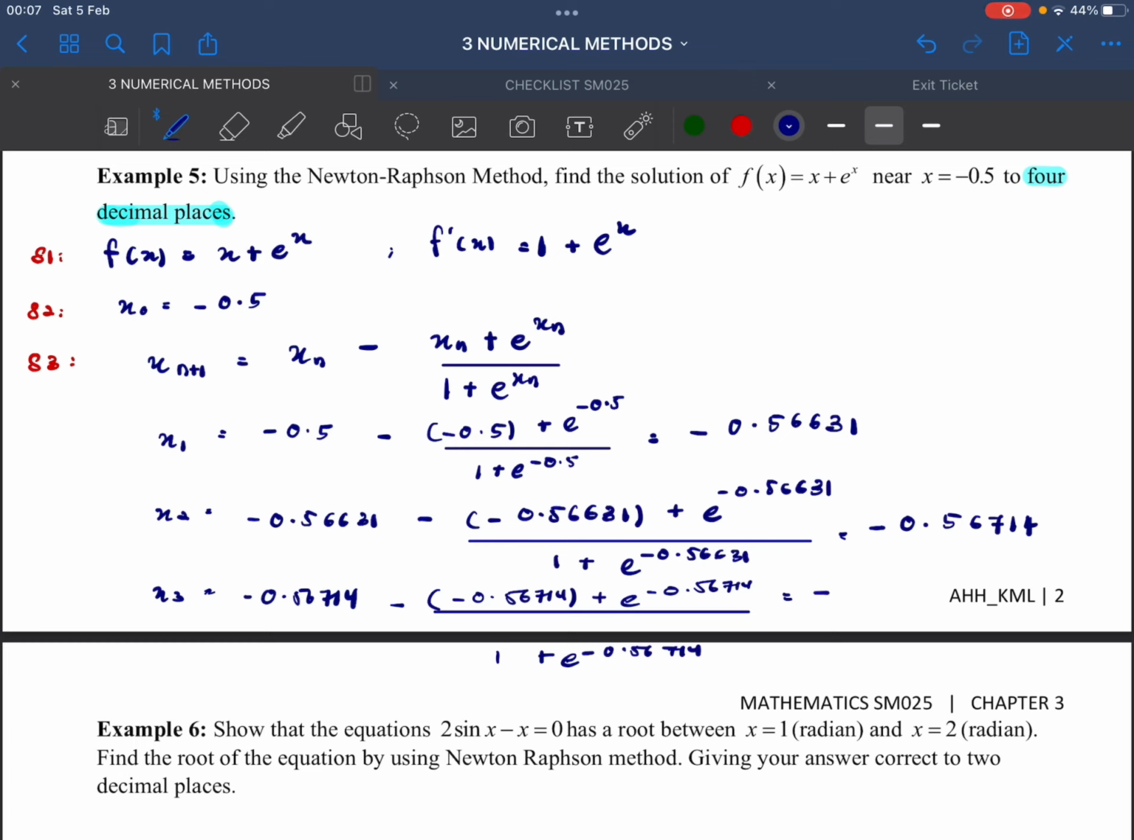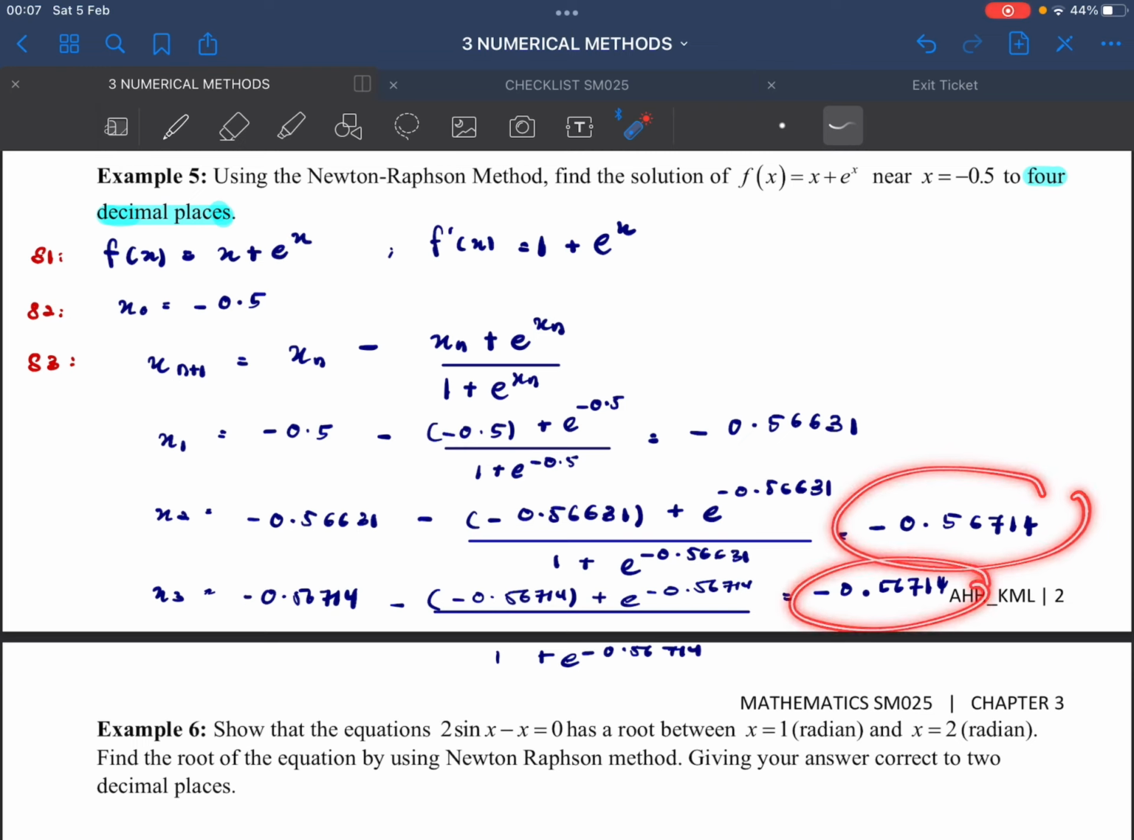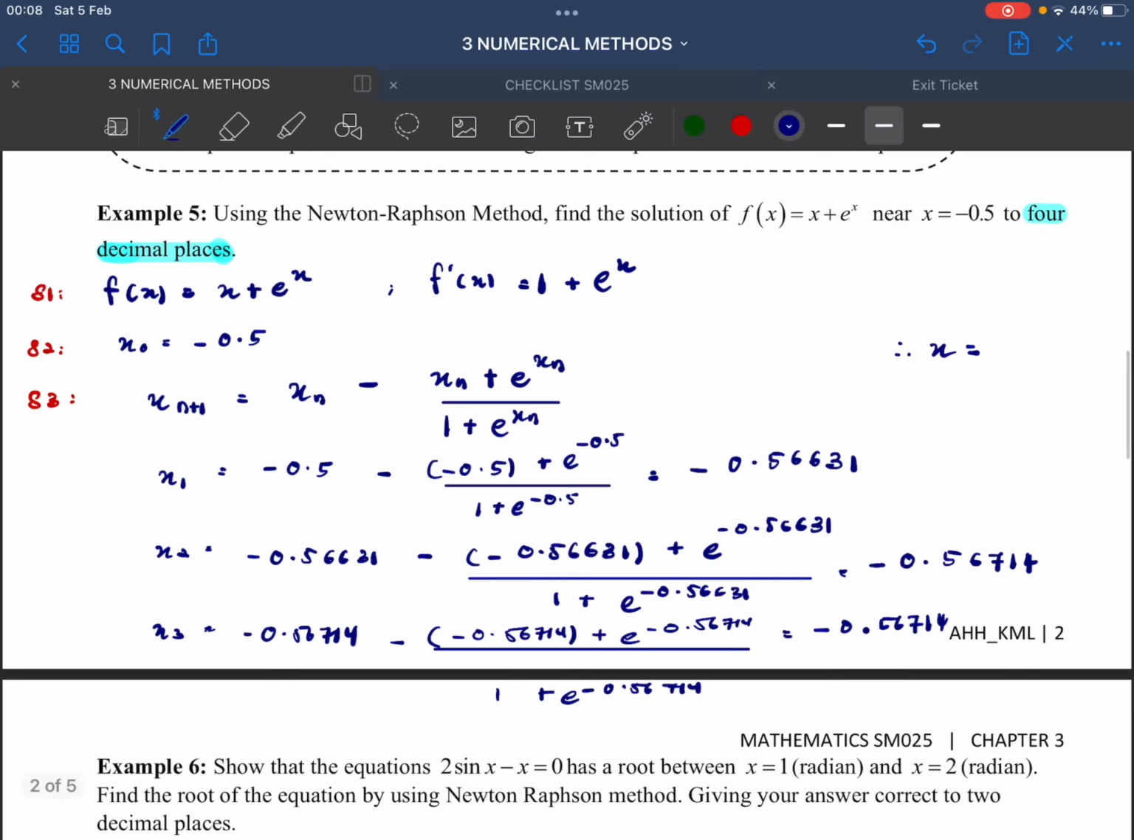You will get negative 0.56714, which, as you notice here, is the same answer as your x2 and your x3. It must be in 5 decimal places. This has to be the same answer, then you can stop. Then we write our final answer: x equals, in 4 decimal places, 0.567, and that will be our final answer.